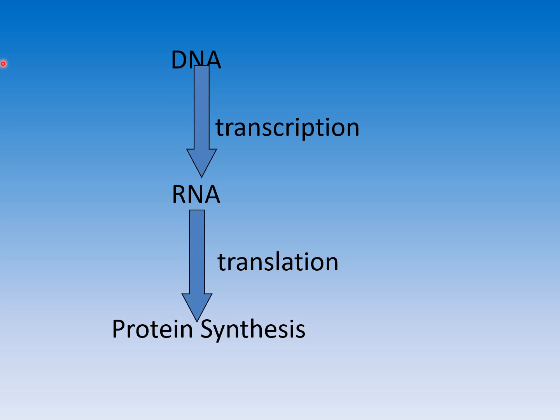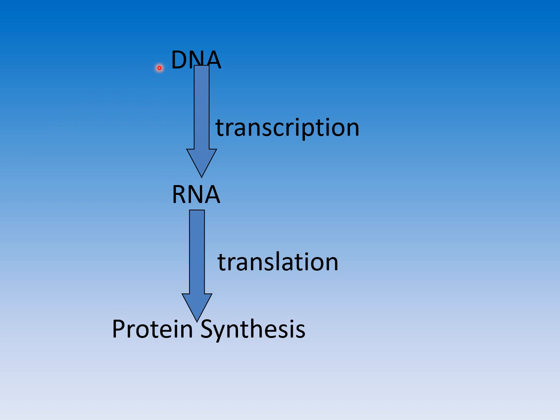Now this is just showing a summary of the processes that we're going to be talking about. We are going to use DNA as a template to make RNA, and then RNA is used as a template to make proteins. The process of DNA used as a template to make RNA is known as transcription. And then the process of using RNA as a template to make protein is known as translation. I know that people often confuse these two terms, transcription and translation. Think of it this way. When you transcribe something, you're simply copying it.